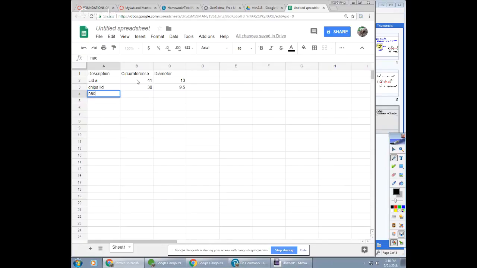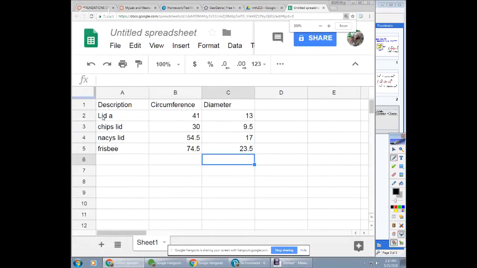Yeah, this one was 54.5 centimeters, the circumference. The diameter, sorry, 54.5 and diameter 17. Okay. What do you got over there? You got a frisbee? Yeah, frisbee circumference 74.5. Diameter, big round one, 23.5. Zoom in a little. Pie tin is 36 and 11.5. Okay. Anybody else have an object for me?